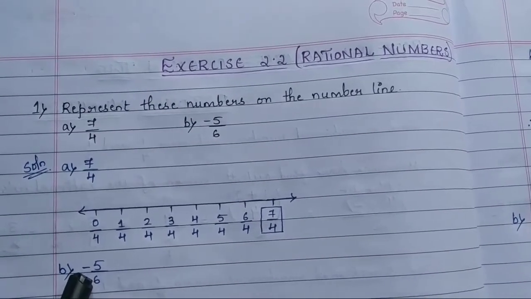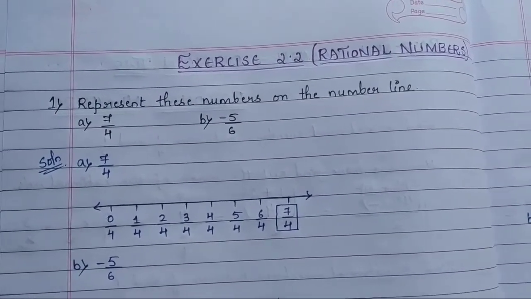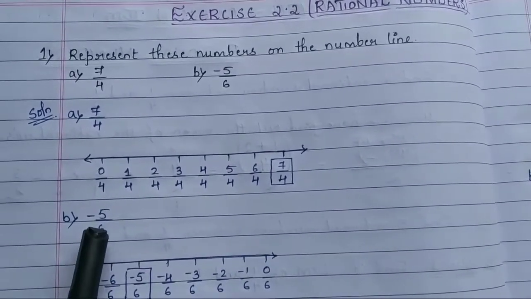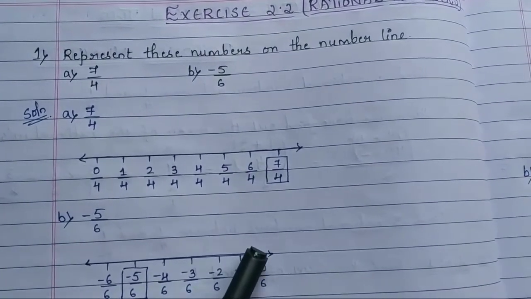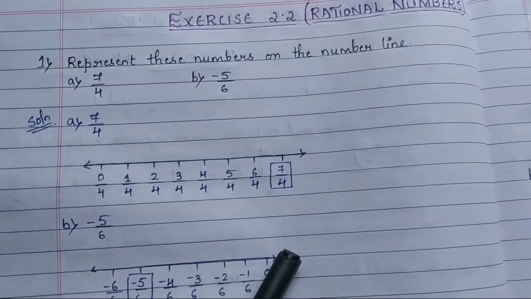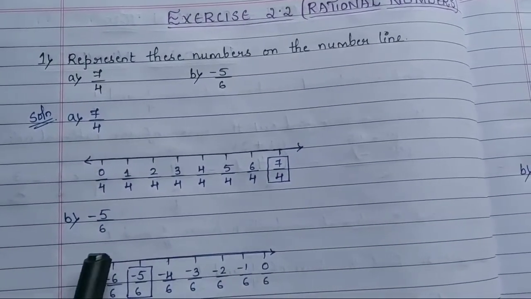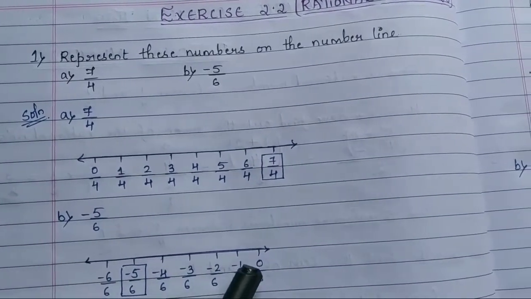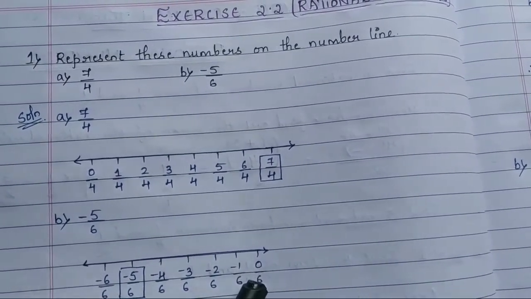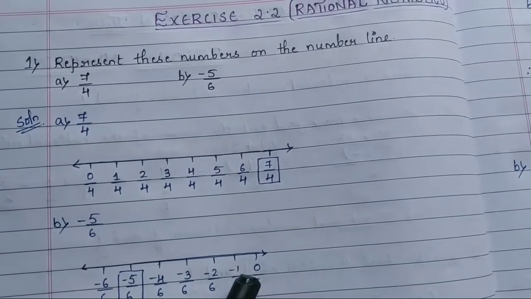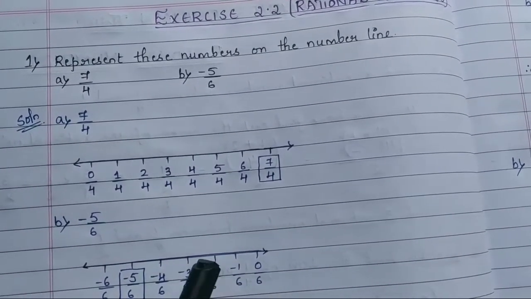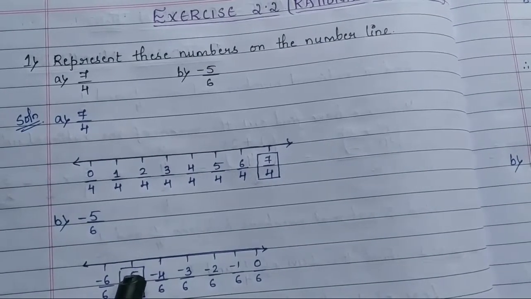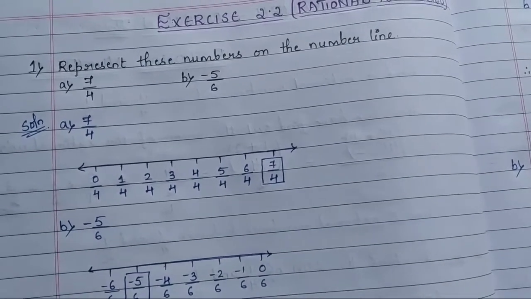Similarly, one more negative number is given, that is minus 5 by 6. How can we solve this? You have to remember that when the minus comes, your answer must go from right to left. It means you have to use the negative side of the number line. You start with the same denominator and with 0. 0 by 6, minus 1 by 6, minus 2 by 6, minus 3 by 6, minus 4 by 6, minus 5 by 6 and minus 6 by 6.